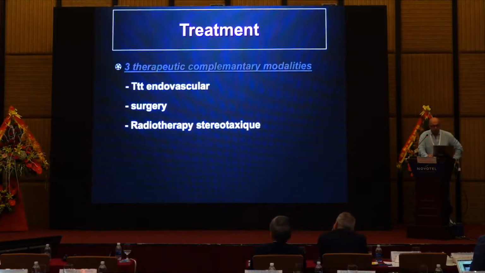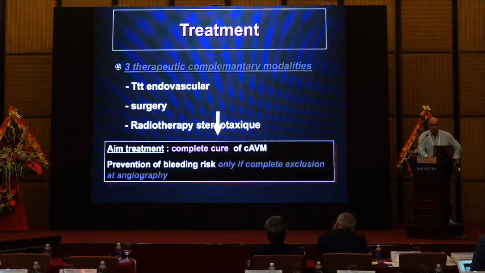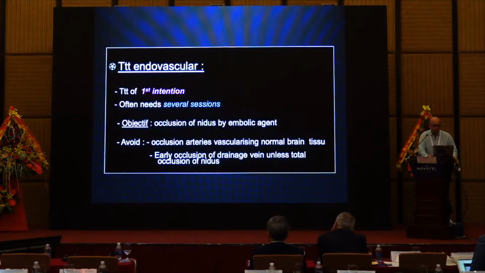Concerning the treatment, you have three possibilities: endovascular, surgery, and radiotherapy stereotaxis. The aim of the treatment is to completely cure the AVM, because some say that if you leave a part of the AVM, there is a risk of rebleeding. But sometimes, going to the end and trying to completely remove the AVM puts the patient at risk for a higher morbidity and mortality risk.